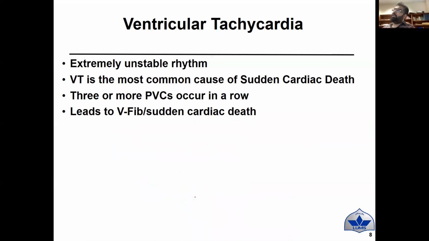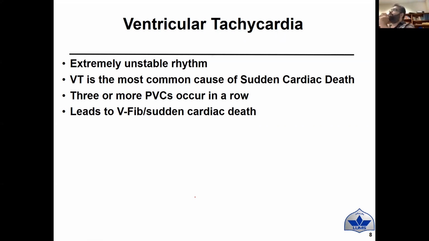The second abnormality or arrhythmia you are going to focus on is ventricular tachycardia. It's an extremely unstable rhythm, which is the most common cause of sudden death. It is something which should make your eyebrows raise, but still not that dangerous, but you have to be careful.